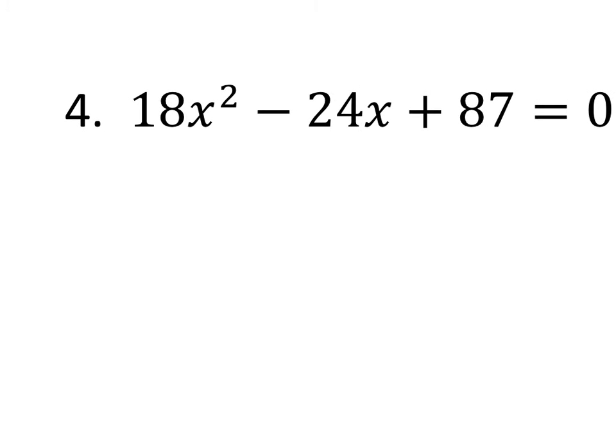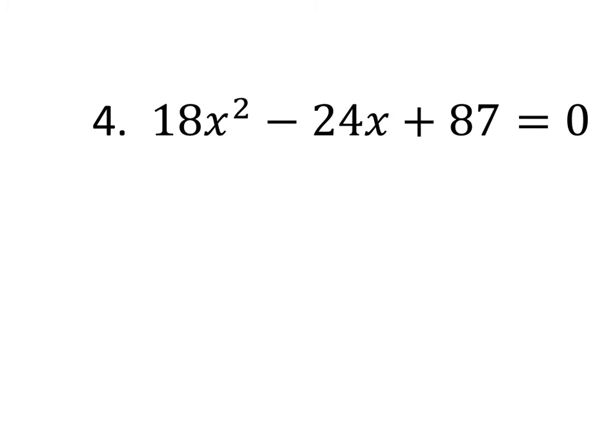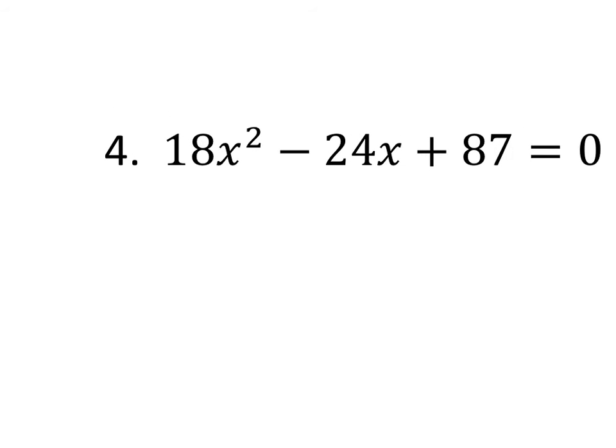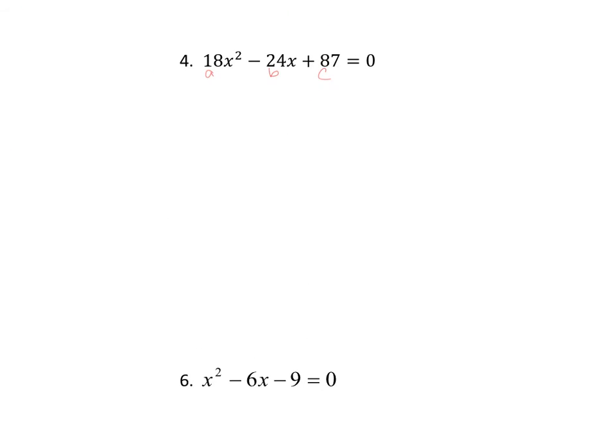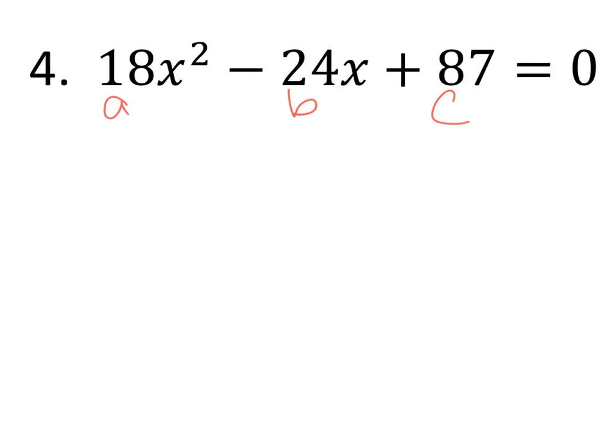Okay. This is a very large one. You can try to do glasses, but it won't work. And we're going to have to do quadratic formula. So A is 18, B is negative 24, and C is 87. And then you're going to do quadratic formula.